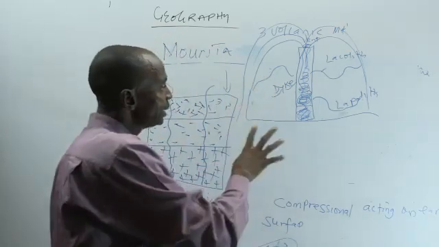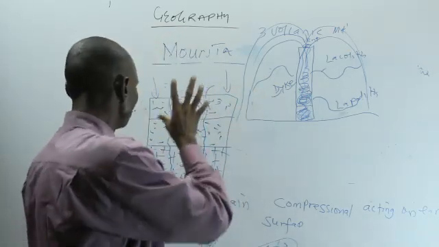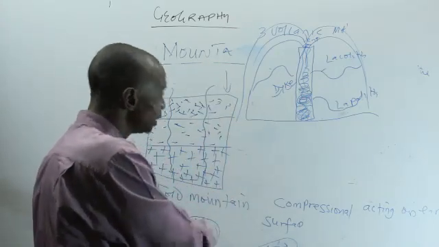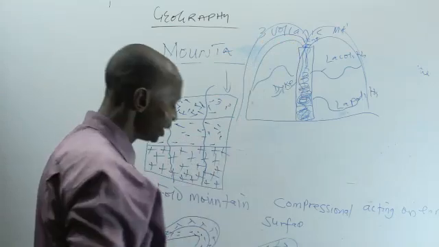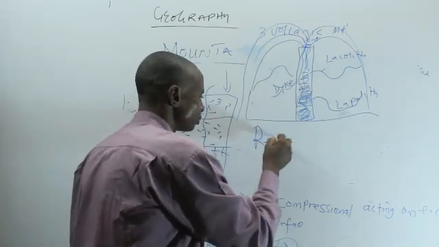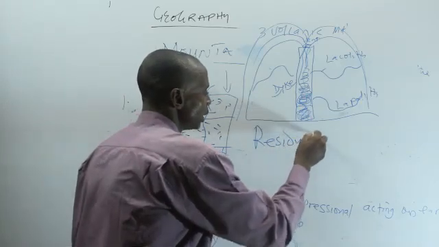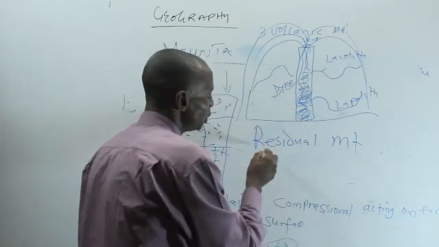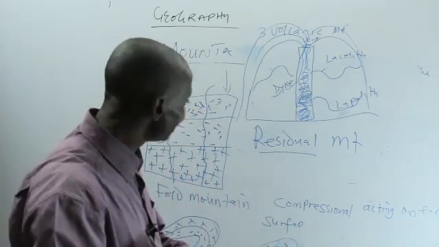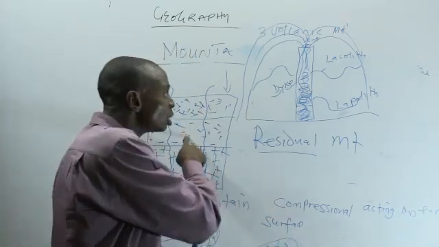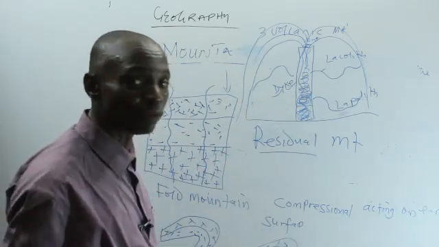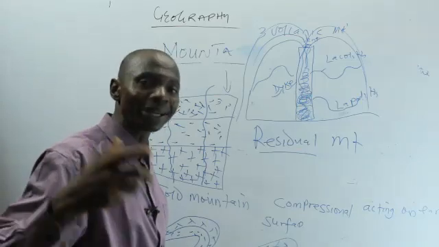So these are, number one, we have the block mountain. Number two, we have the fold mountain. Number three, we have the volcanic mountain. Then number four, we have the residual mountain. Residual. The word residue means remain. That is, it's either the horst, volcanic, that is subjected to the agent of erosion or weathering.